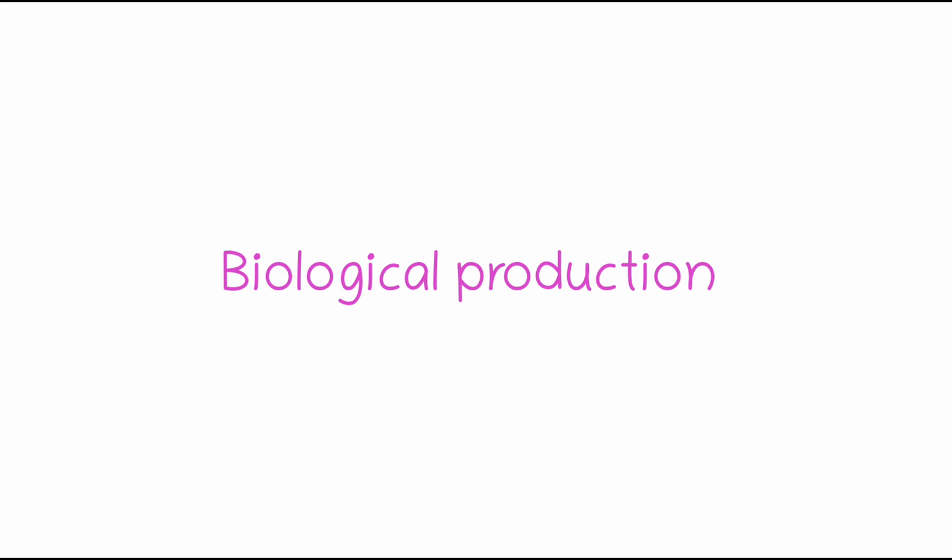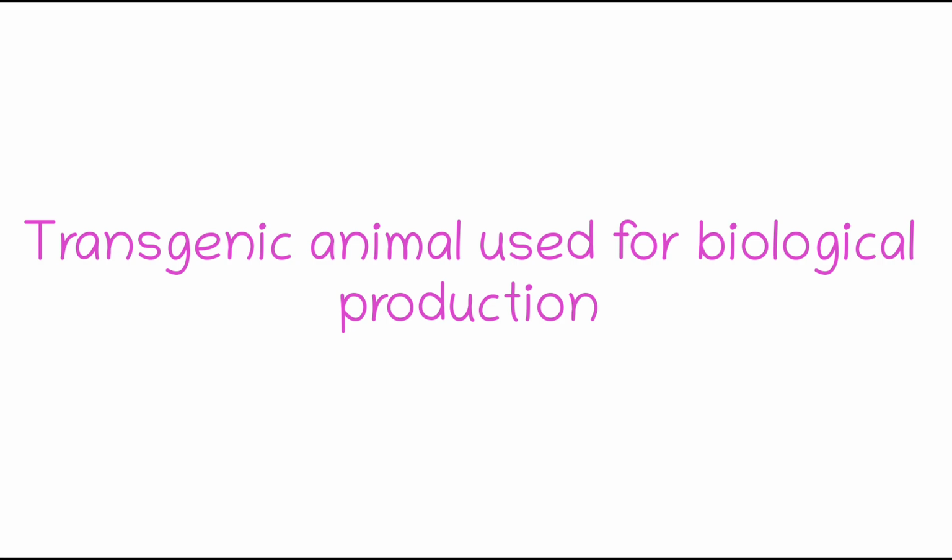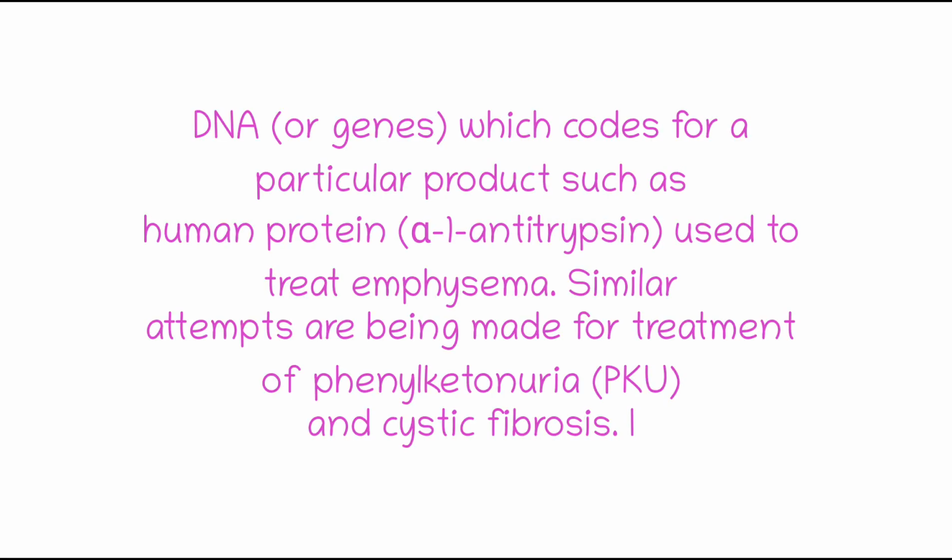Then biological products. Medicines required to treat certain human diseases can be made, but these products are often expensive. Transgenic animals can produce useful biological products, by introducing the portion of DNA or gene that codes for a particular product, for example a human protein. For example, to treat emphysema, the human protein alpha-1 antitrypsin is required. Similar attempts are being made for PKU, that is phenylketonuria, or cystic fibrosis. So a specific human protein is required to treat a particular disease, and this was first done in 1997.